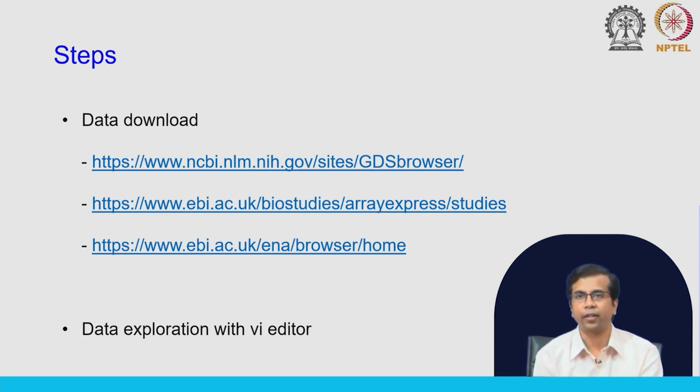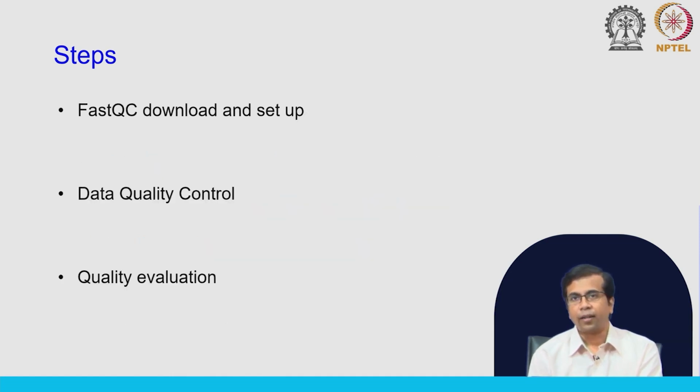So, this would be the first step. We will look at some of the data and how you actually download this data. I will show you in a moment, and we will also then explore these data sets with VI editor. We will learn a little bit about the commands that you can use with VI. And then we will actually do the quality control with a FastQ data.